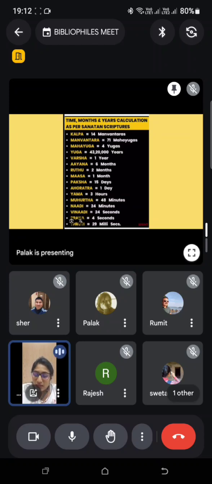Then there are periods of Samvatsara. If you all know, we have the Samvatsar calendar. So, Samvatsara, Parivatsara, Idavatsara, Anuvatsara, and Vatsara. Samvatsar is called a solar year. Anuvatsar is a lunar year. Parivatsar is calculated on the basis of Jupiter's orbit. And Vatsar is calculated on the basis of nakshatra.